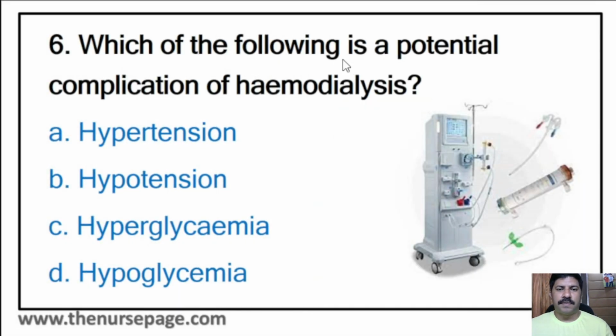Sixth question, which of the following is a potential complication of hemodialysis? These are very repeated questions, so you need to understand this question and answer. Options: hypertension, hypotension, hyperglycemia, hypoglycemia. The chief complication of hemodialysis is hypotension.